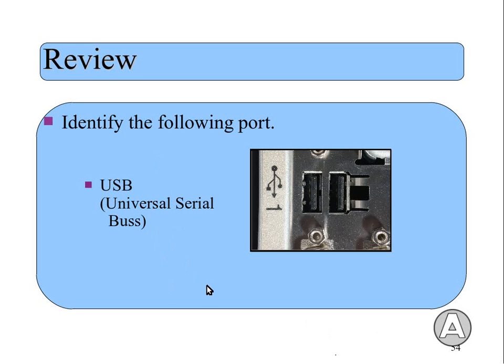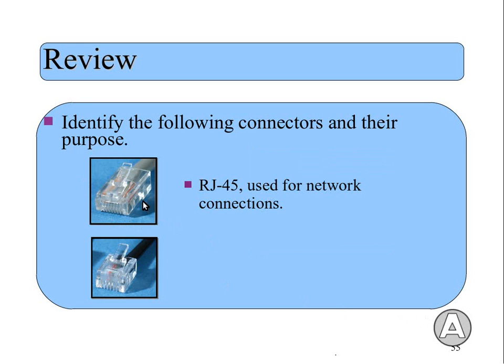And what are these 2 types of connectors here? Well, on the top we have an RJ45 connector used for networks, for Ethernet networking. You might use that to connect your computer to a modem, cable modem. And this one, that's for your telephone.